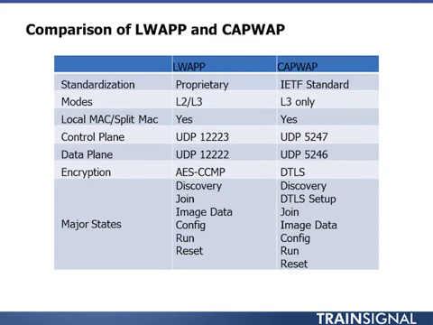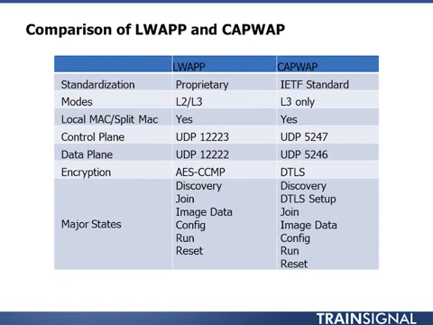CAPWAP only operates at Layer 3, whereas LWAP originally operated at the L2 layer only, and then it was modified to support L3. Now if you deploy LWAP at Layer 2, then it will be restricted to the Layer 2 boundary, and that's really why you want to be up at Layer 3 so you don't have that restriction.